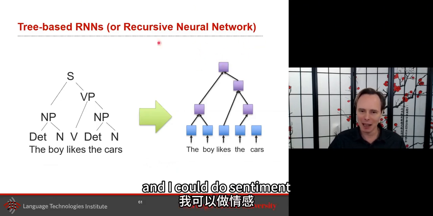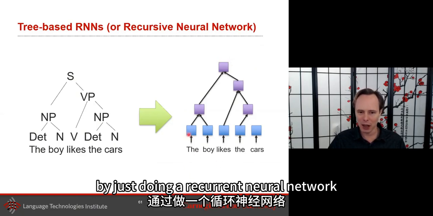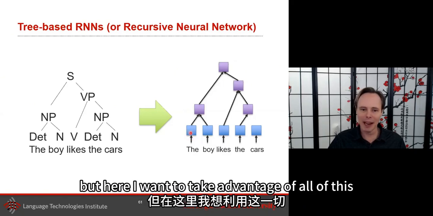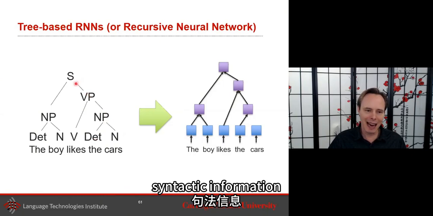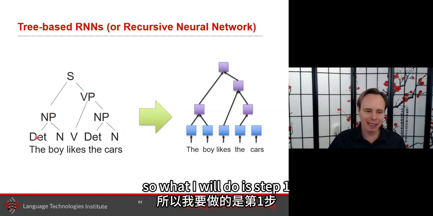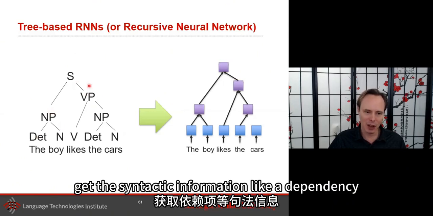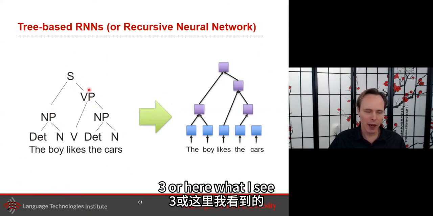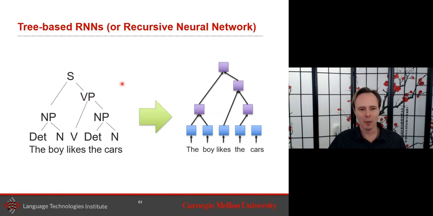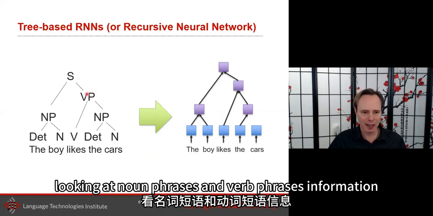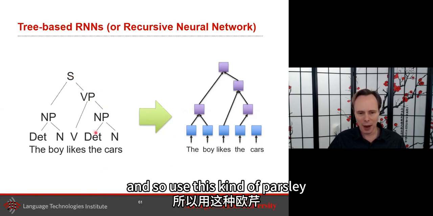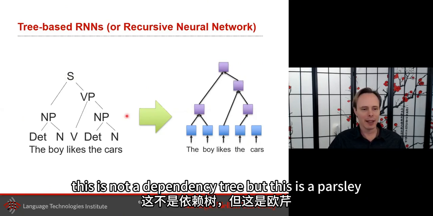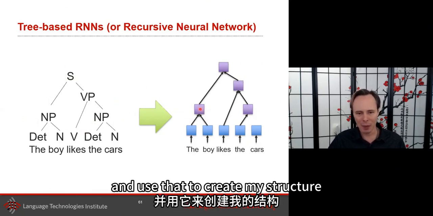And I could do sentiment by just using a recurrent neural network. But here, I want to take advantage of all of this syntactic information. So what I will do, step 1, is get the syntactic information, like a dependency tree, or here what I see, looking at noun phrase and verb phrase information. And so I use this kind of parse tree. This is not a dependency tree, but a parse tree, and I use that to create my structure.